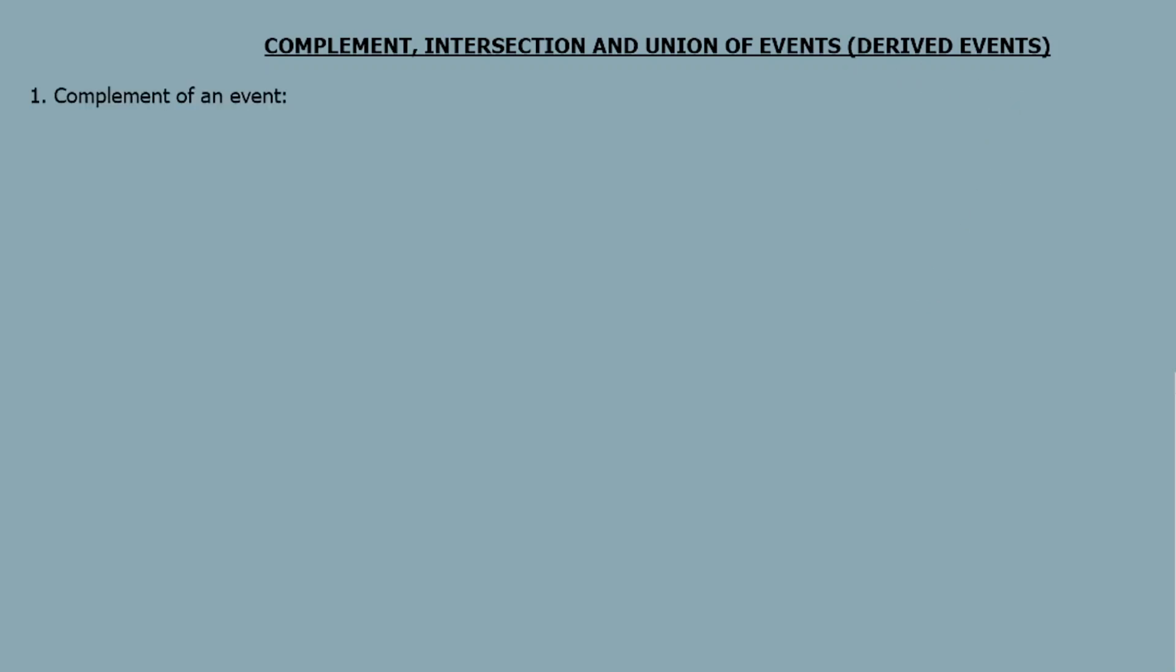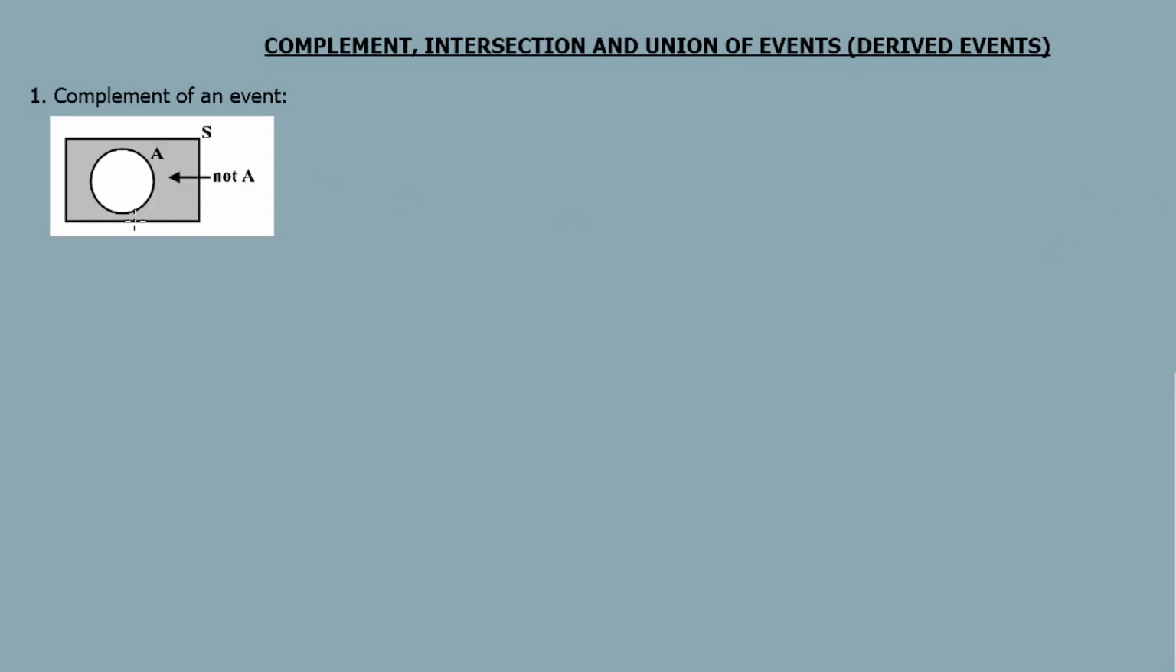Now let's start with the first one, the complement of an event. Let's say we have event A within a sample space like this one. So this is the sample space and then we have event A. Not A is what we refer to as the complement of an event. Not A is equal to the complement of event A. It's all the elements that are outside the event A.